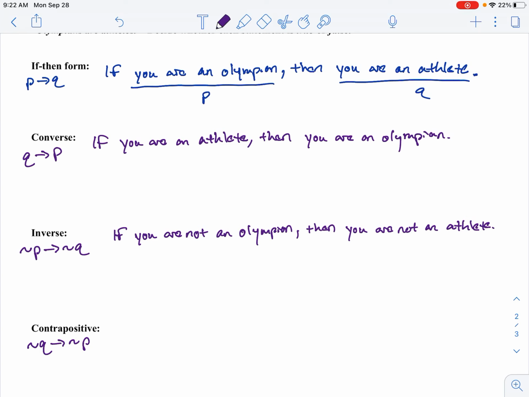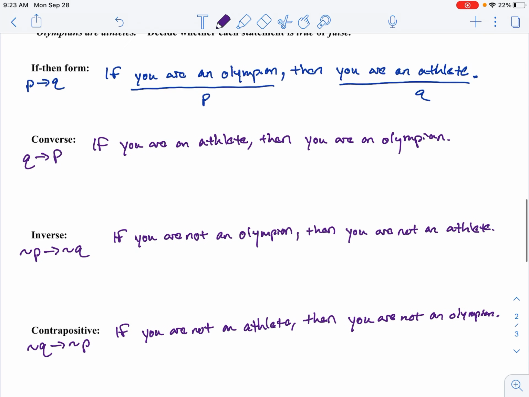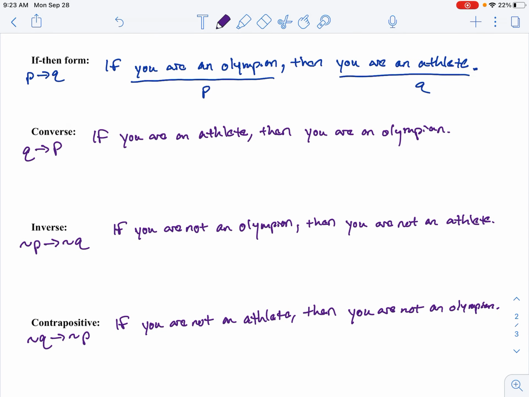Our last one takes the original if-then form and negates both parts and switches them. So we're going to say if, and we have to negate our original conclusion, if you are not an athlete, then it negates our original hypothesis, which is then you are not an Olympian. Okay, so we have written out the original, the converse, the inverse, and the contrapositive, and we all based it on our original if-then form.